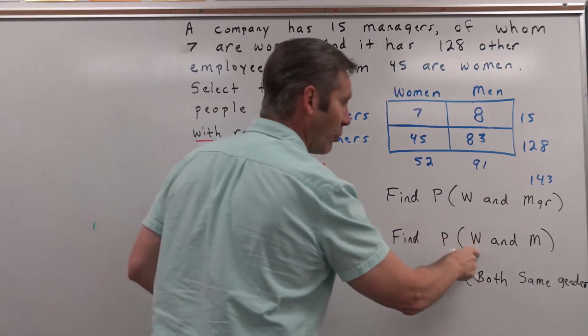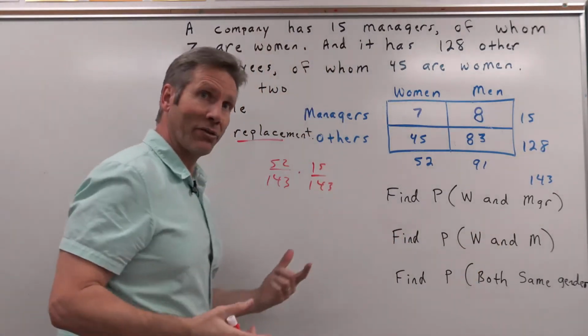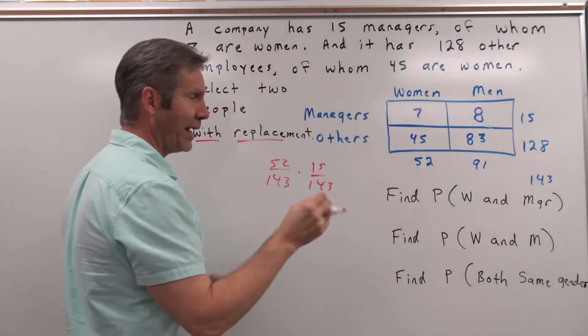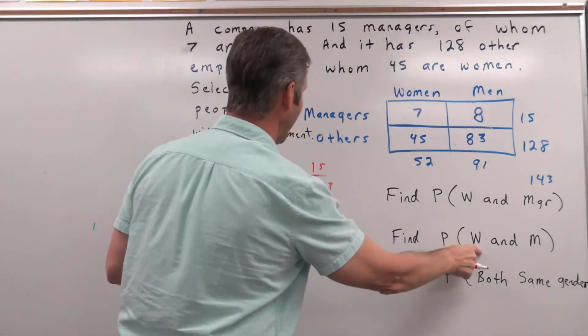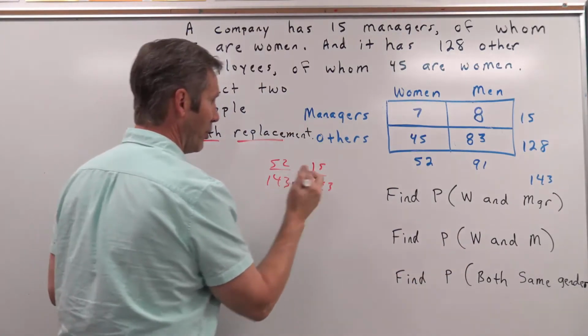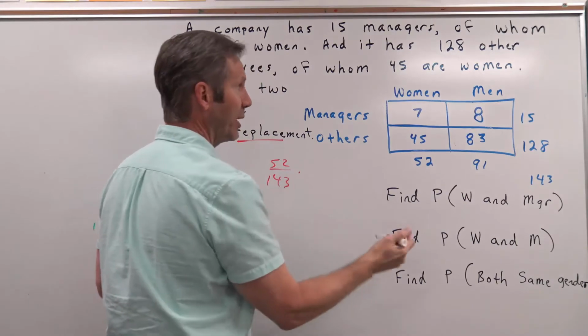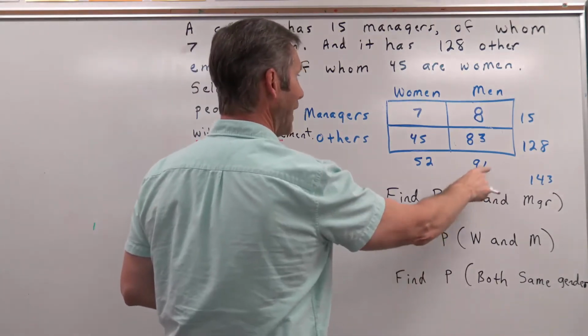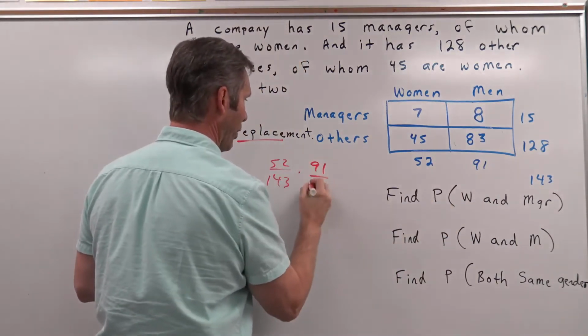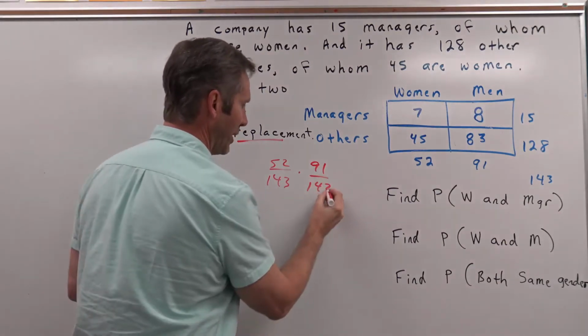How about the probability of getting a woman and a man? Again, and is more than 1. We're selecting more than one thing. And means multiply. The probability we get a woman is again 52 out of 143. Now the probability we get a man is 91 out of 143. So that would be our probability there.